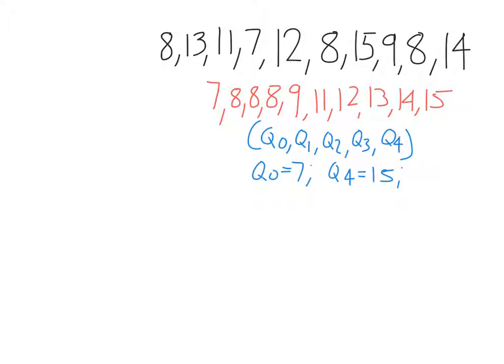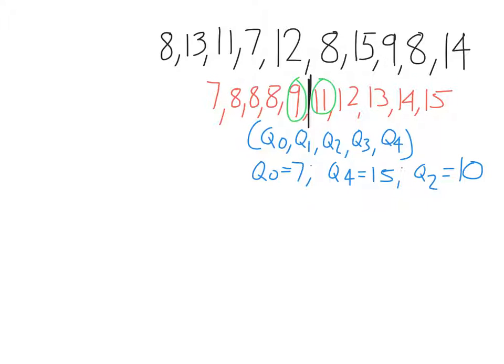So I'll calculate Q2 now, which is the median. There are 10 scores here, an even number of scores, so there'll be 2 middle scores. So what I do is I divide the data in half. I take the average of the 2 middle scores, 9 and 11, to calculate the median. So 9 plus 11 over 2 gives me 10. The median of this data is 10.